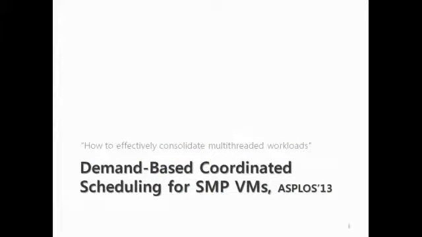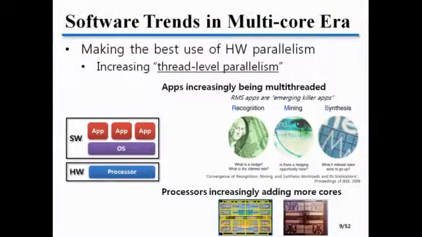In this work, we focus on how to effectively consolidate multi-threaded workloads, which are very prevalent in multi-core systems. To begin with, let's look at the software trends in the multi-core era. First of all, applications are trying to increase their thread level parallelism in order to make the best use of the increasing number of cores. For example, RMS, which is short for recognition mining synthesis, is usually highly multi-threaded and drawing attention as emerging killer applications today.